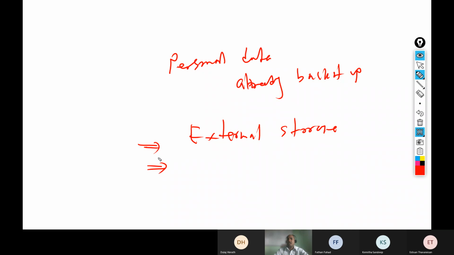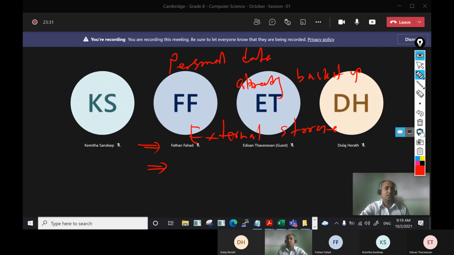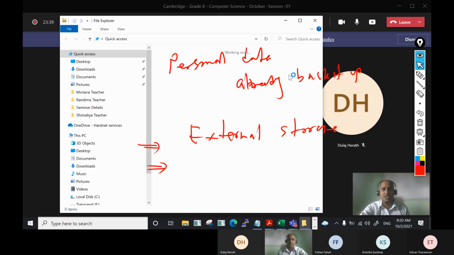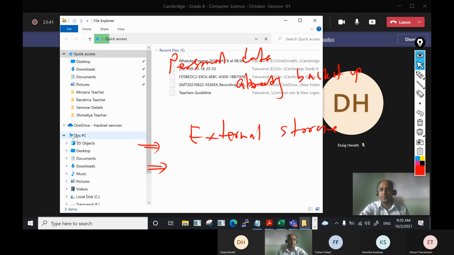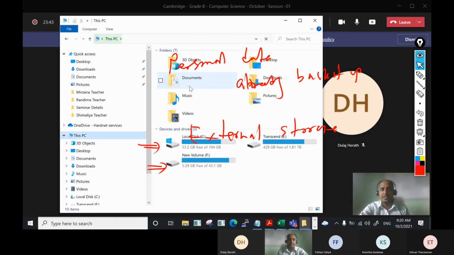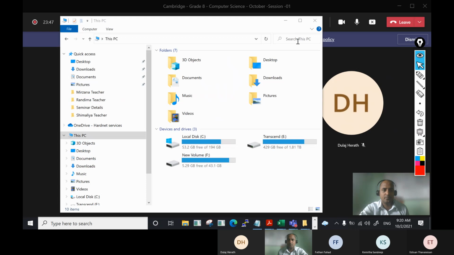I have a storage now, actually on my laptop at the moment. On my laptop, I have a very small hard disk, I mean internal hard disk. So this is my internal hard disk, local C and local D.